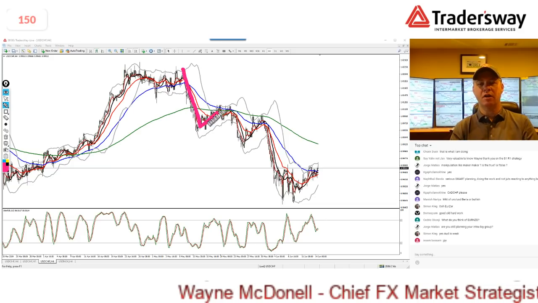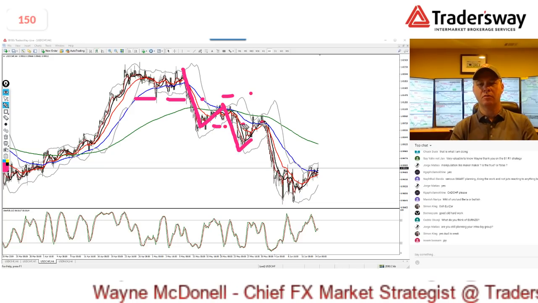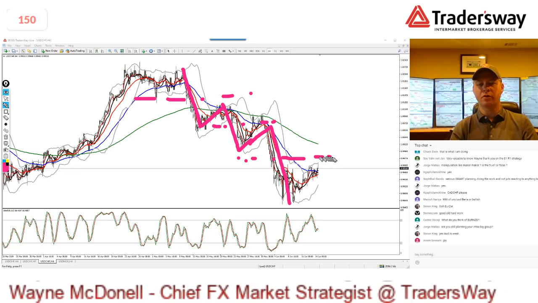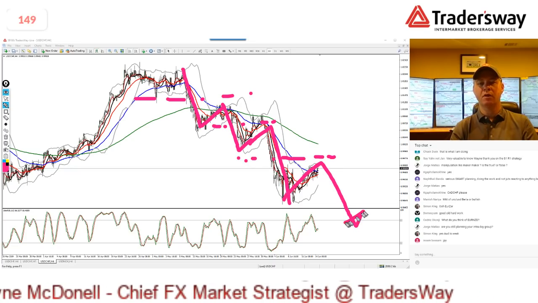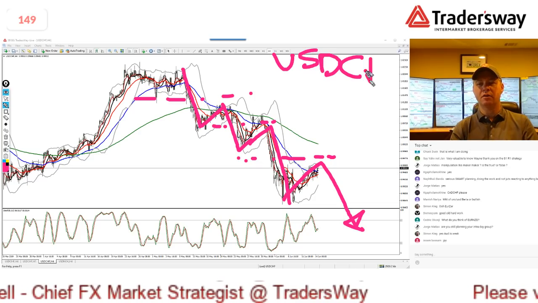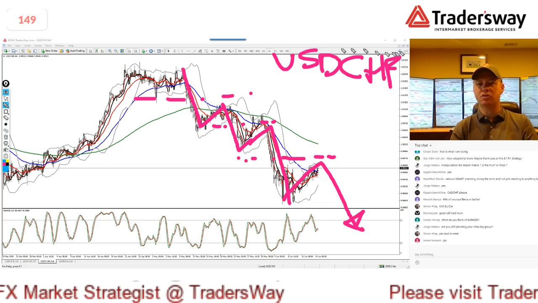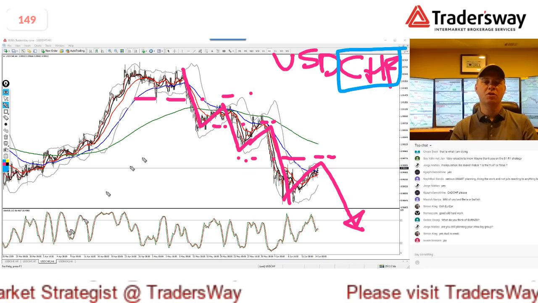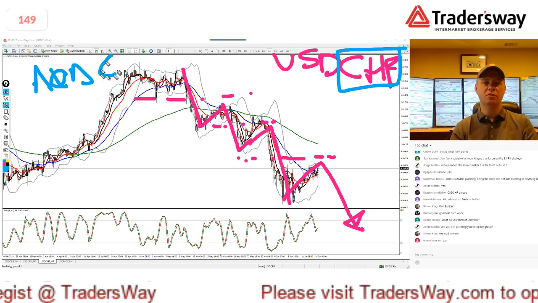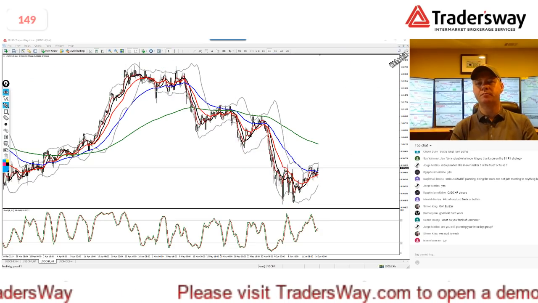Down, down, down, down, up, up, roll reversal, sell. Down, down, down, down, roll reversal. Somewhere in here probably is sell. So we know, or we believe, Swiss franc is about to get strong. So we want to do something like Aussie Swiss franc, for example. So let's take a look at that.